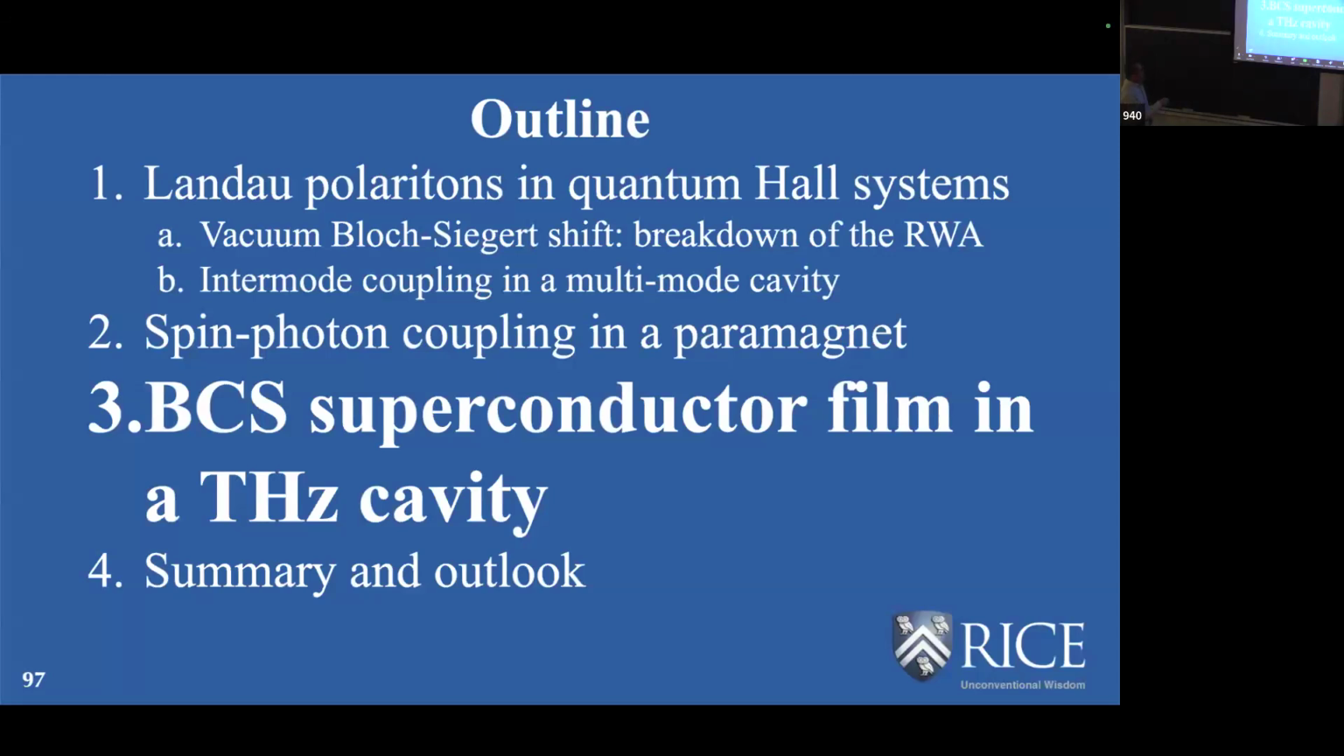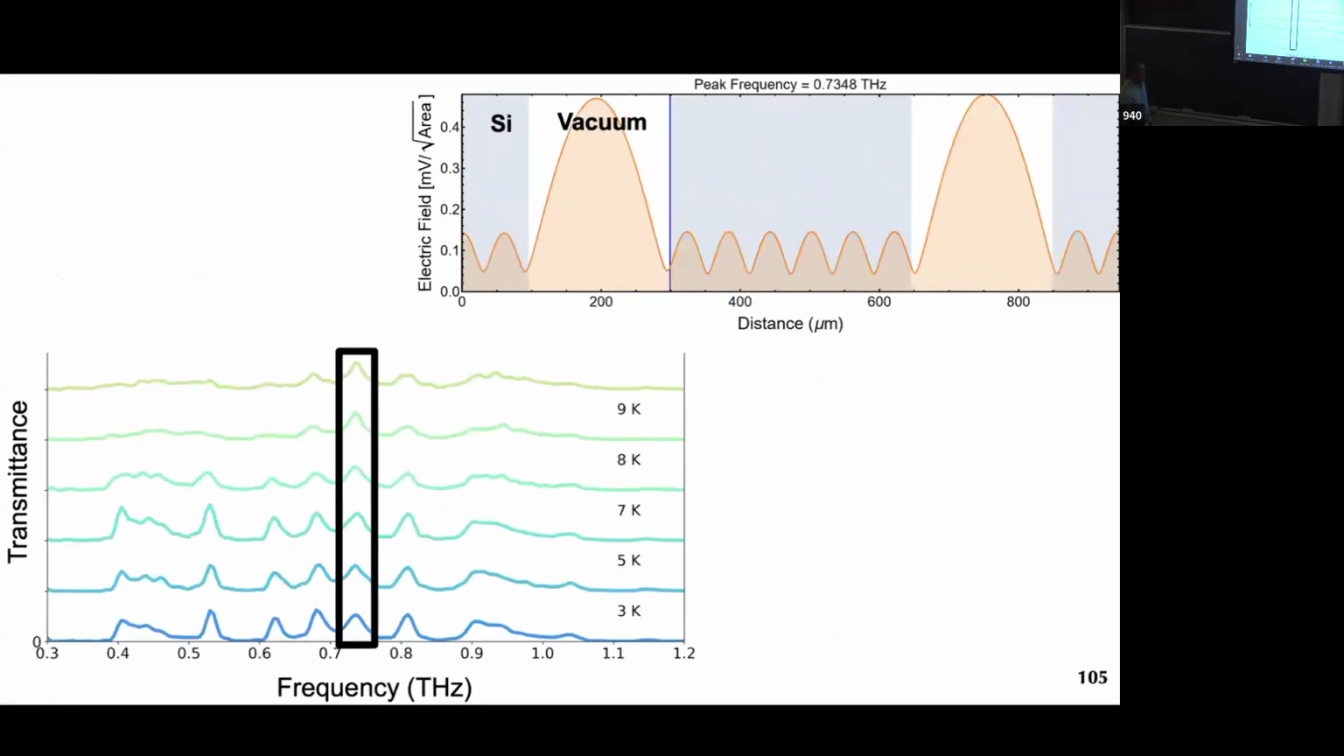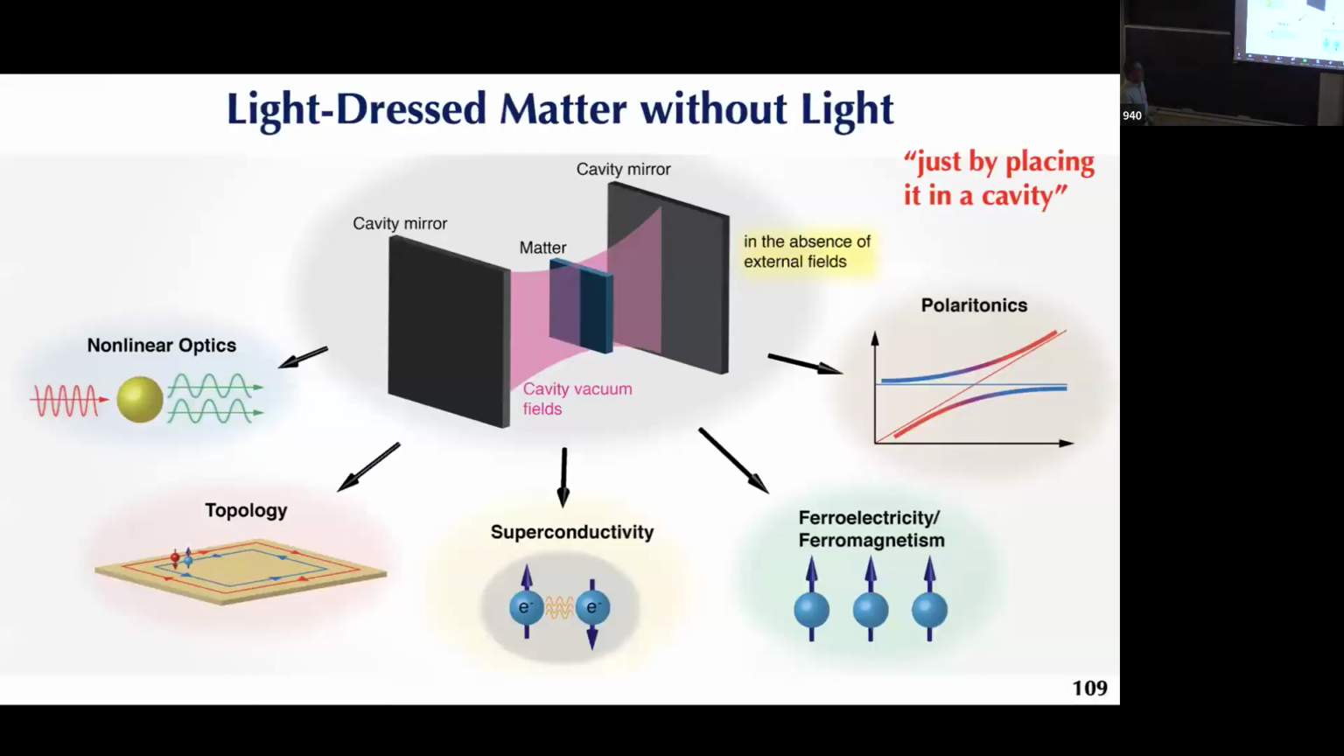So we have some preliminary results on BCS superconductivity. The idea is we want to increase the transition temperature of the superconductor through coupling with vacuum. So overall, we are studying light-dressed matter without light.